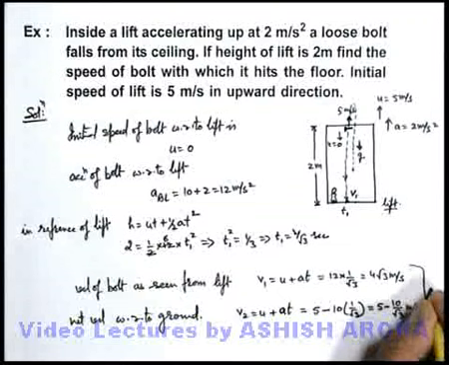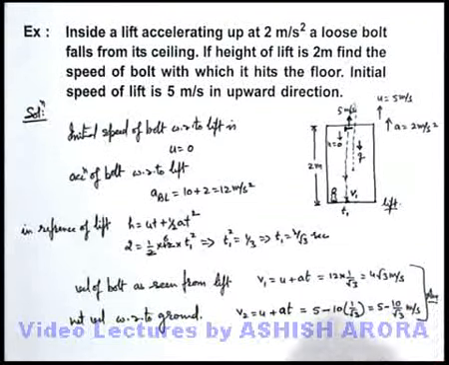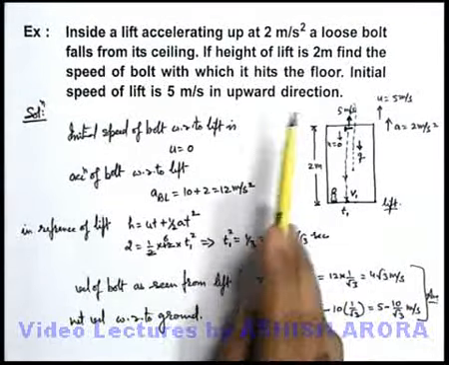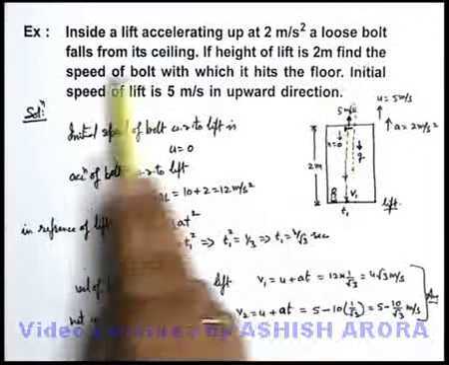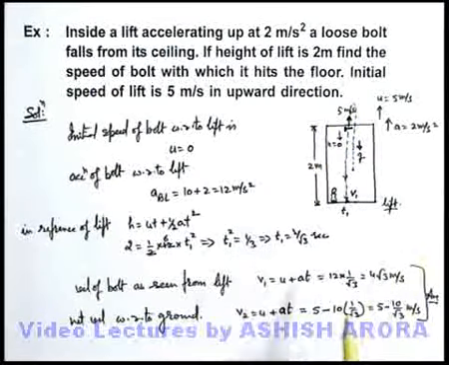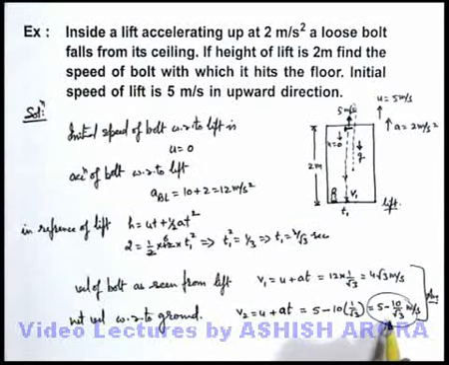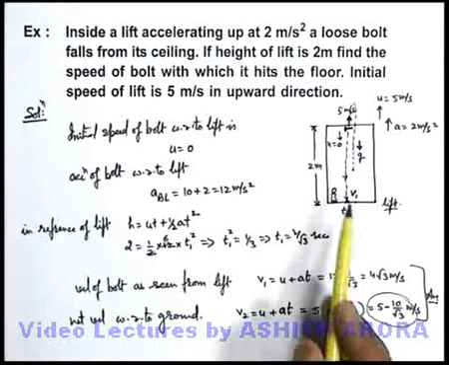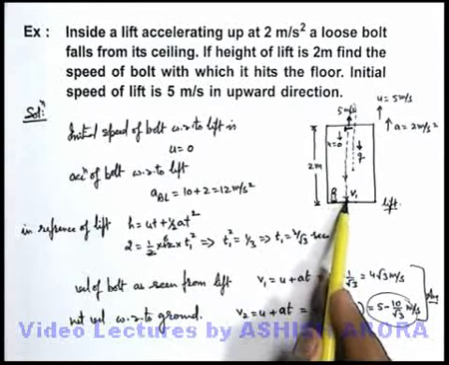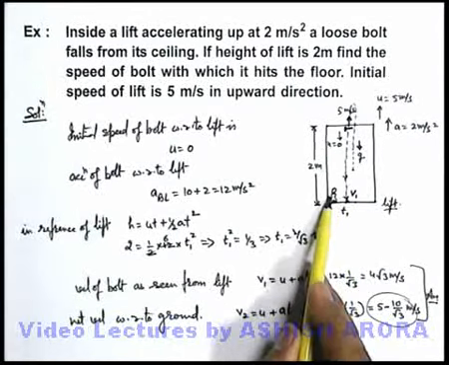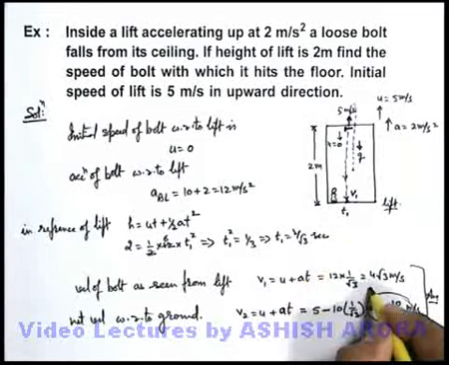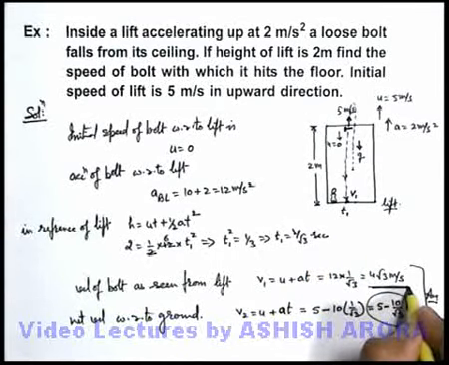So these are our answers to the question. And here we can say in this question, as we are just required to find the speed of the bolt with which it hits the floor, our answer will be 5 minus 10 by root 3 meters per second. But in some cases we are required to find the velocity with which the bolt will hit the floor as seen from the lift, or in the reference frame of the lift. Our answer will be 4 root 3 meters per second.